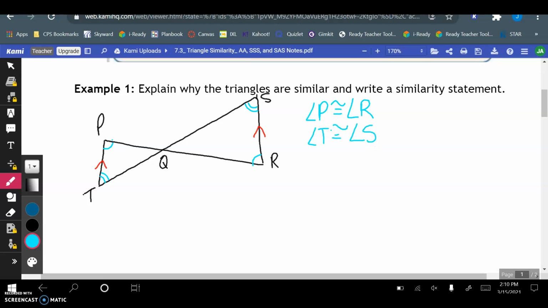And that shows us that two angles are congruent in the two triangles, so these two triangles are then similar. So we can say triangle PQT is similar to triangle, and we have to name them the same way. So R goes with the P, Q is in the middle, so Q again, and then S. And that is because of the angle-angle similarity theorem.